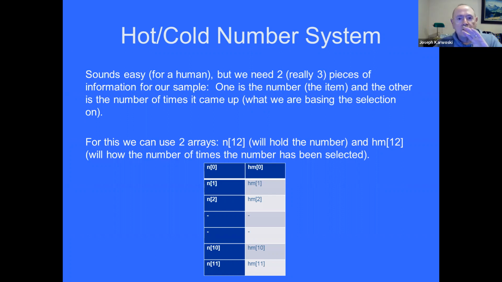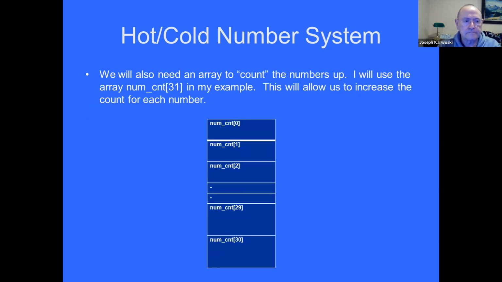All right. We need one other thing. We need a way to find out how many times these things have come up. How many times have they come up? Okay. So what we need is an array to count. And I'm going to use the array num underscore CNT, and I will dimension it at 31. So it will go from 0 to 30. So it's going to be the numbers 1 to 30.